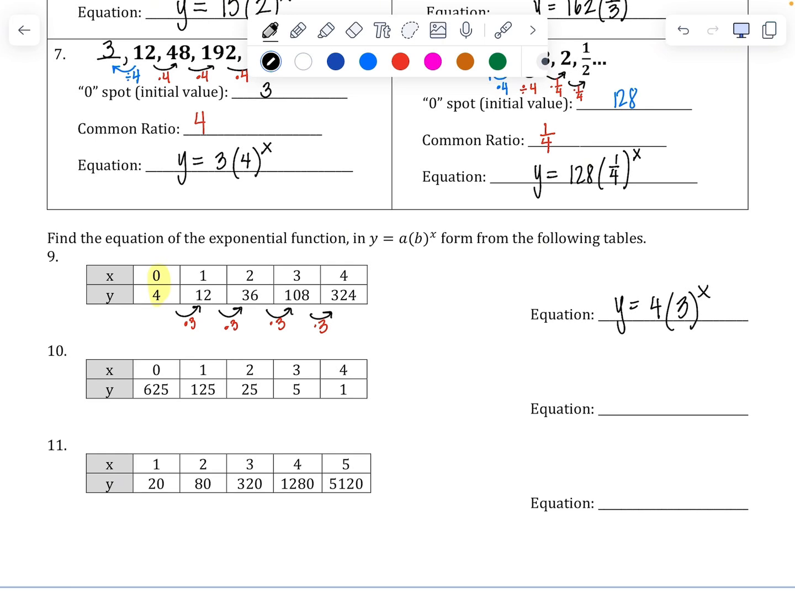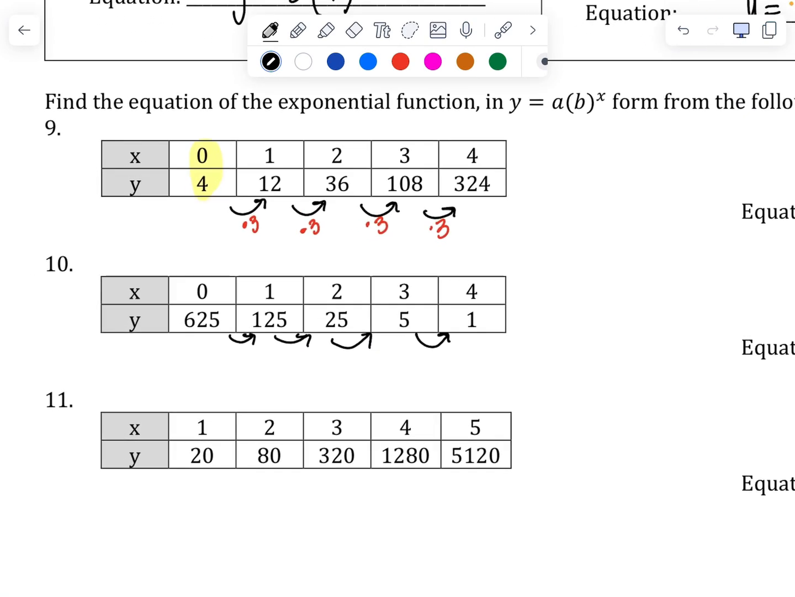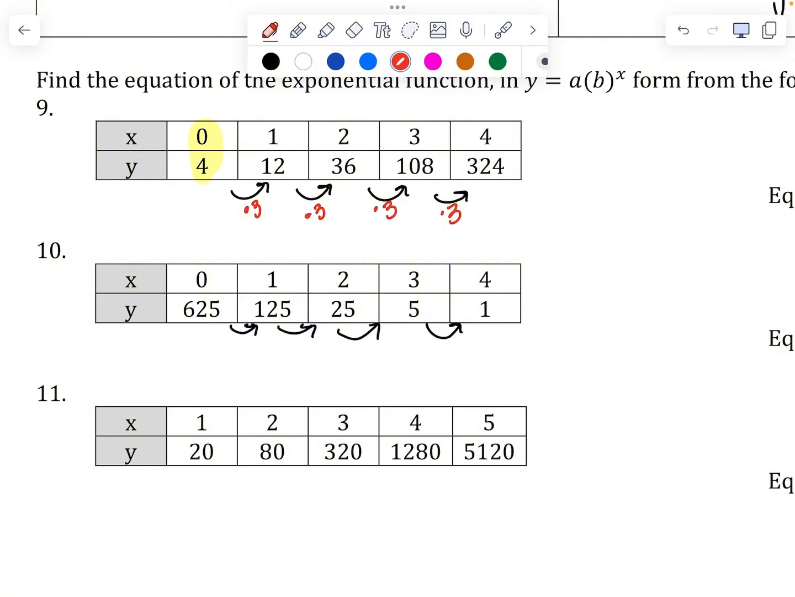Now let's go with number 10. 625, 125. Then you get 25, and then you get 5, and then 1. Let's go with someone over here. Diego, what is happening here? You're dividing, yes, by what number? 5. So 625 divided by 5 is 125, and it's the same thing as multiplying by 1/5, multiply by 1/5, and then you multiply by 1/5.